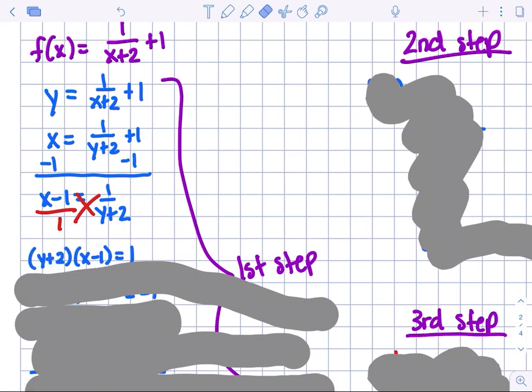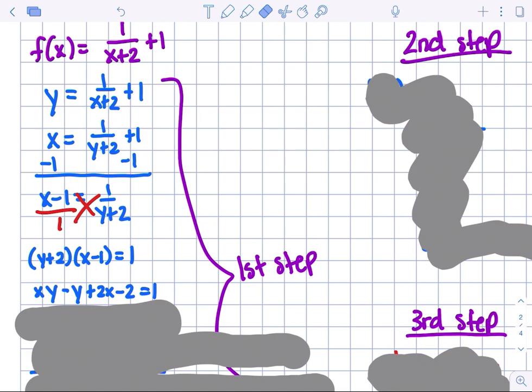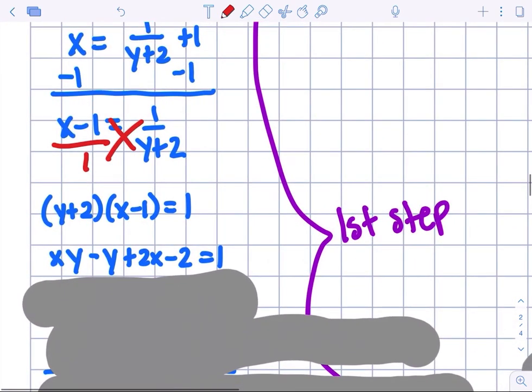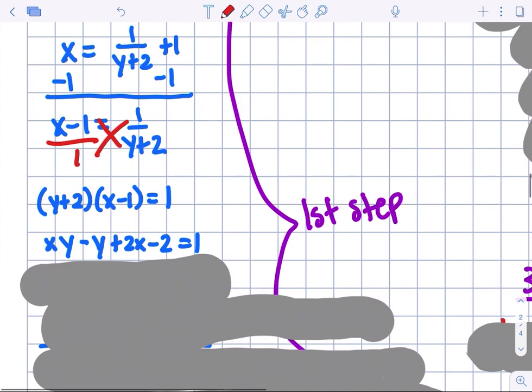So you're going to get 1 plus 2 times x minus 1 is equal to 1 times 1, which is just 1. So you have to distribute. y times x is xy, y times -1 is -y, 2 times x is 2x, and 2 times -1 is -2. So then we have to get the y's to just be on one side, so we're going to be eliminating these by moving them over to this side.